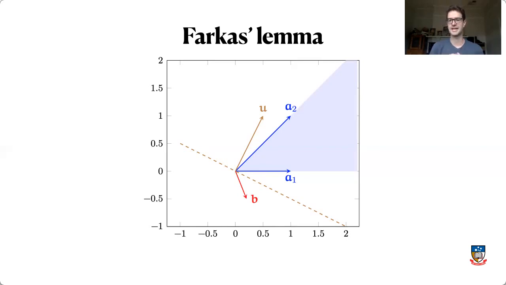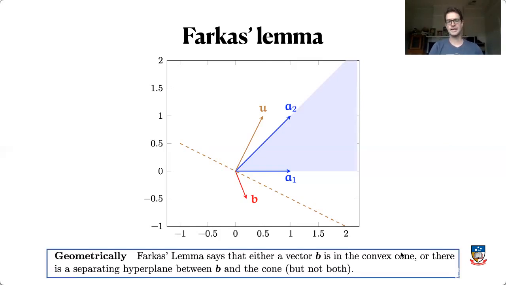When you boil it down, once you have this region, which is described in some sense by your matrix A, you take any vector, and the vector either sits in the blue region or it's separated by this brown line. So geometrically, what the lemma says is that either a vector B is in this blue region, which is called a convex cone, and I'll define that in a sec, or there is a separating hyperplane. This brown dashed line is a hyperplane in 2D, which is a line in 2D, and that hyperplane sits between the vector B and the blue region, the convex cone.